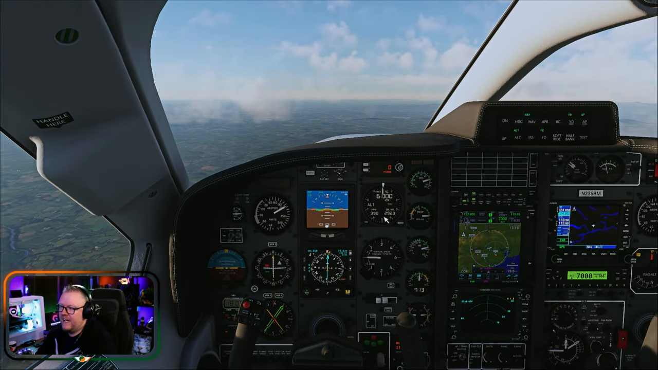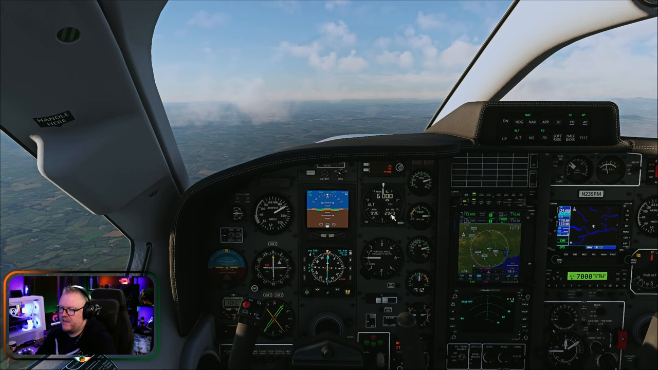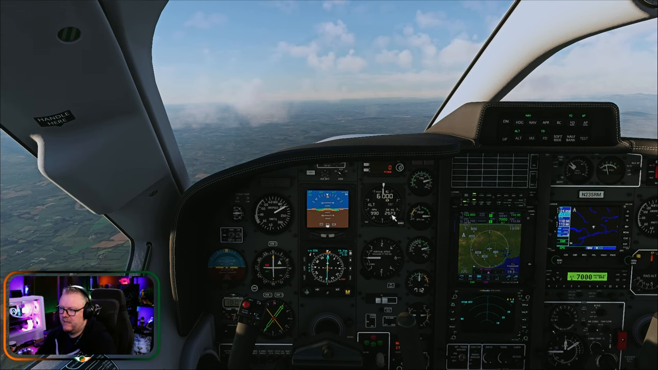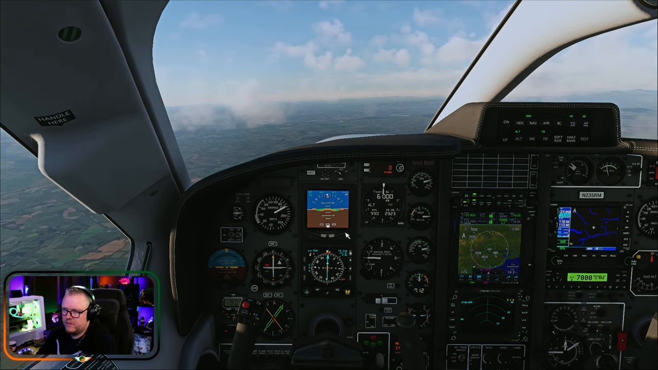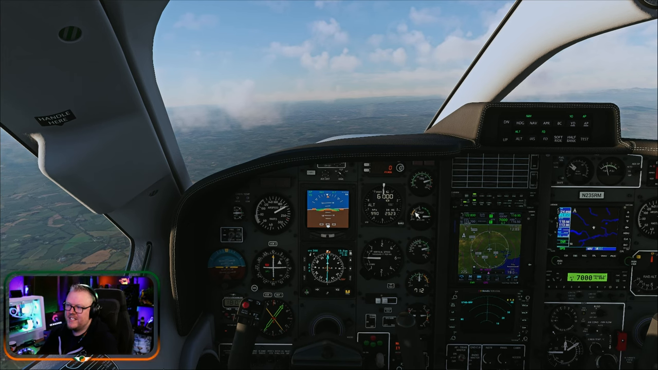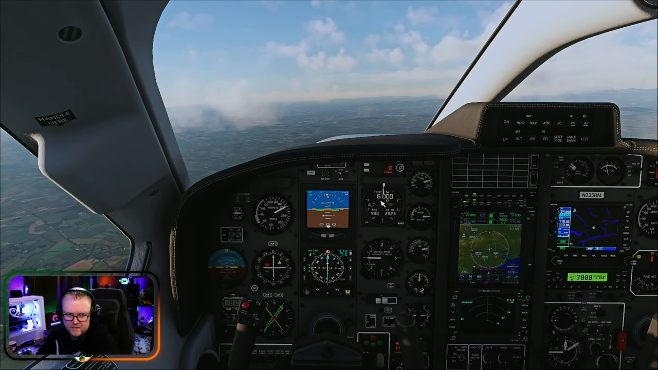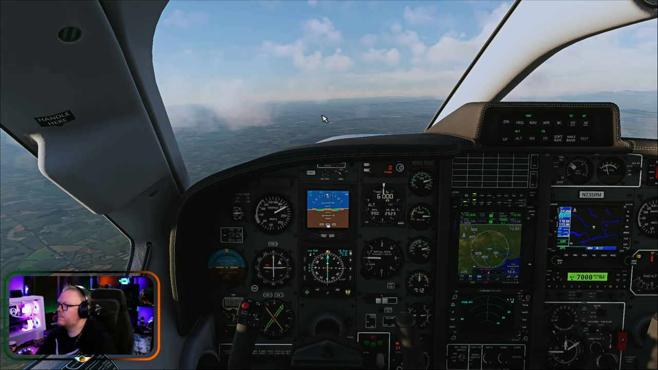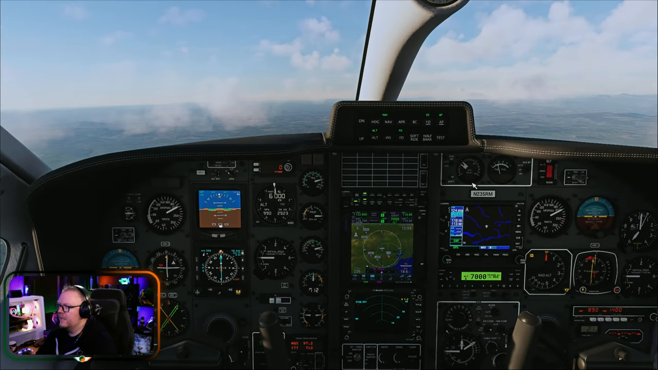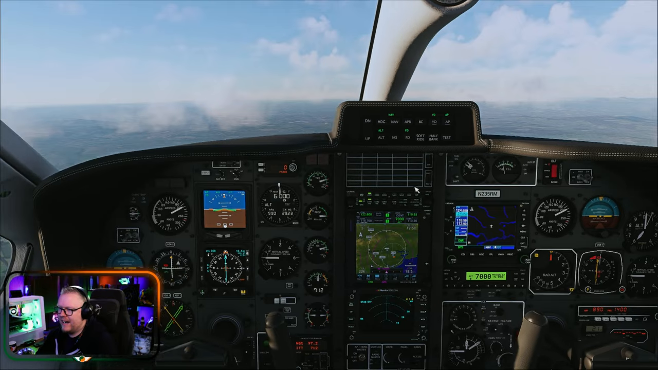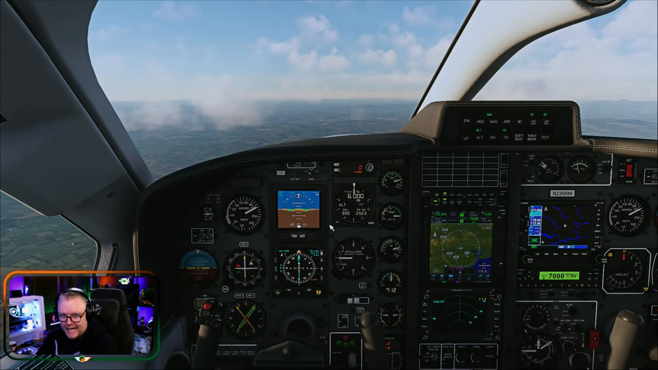Now, the transition level was 5,000. I'm going to keep it on 2.9 or 2.3 because the transition altitude is 5,000. Transition level is probably 6,500 feet. This is live weather, yeah. So it's at this stage you're monitoring your aircraft and you're figuring out what's going to happen next.